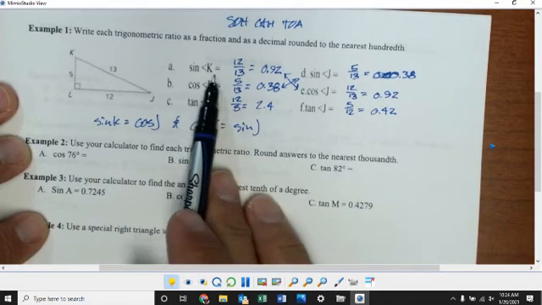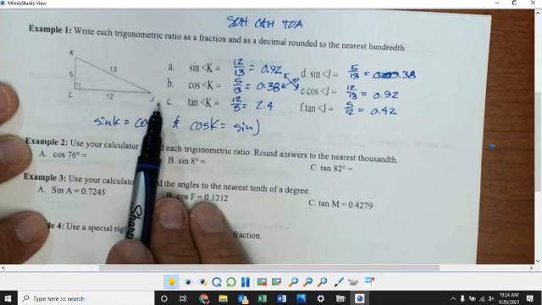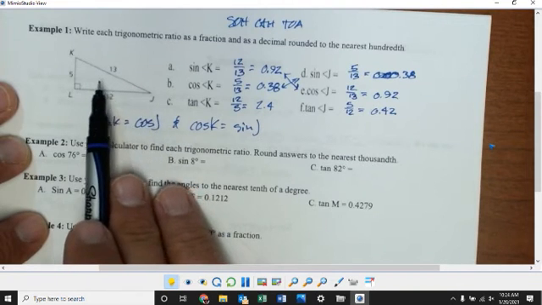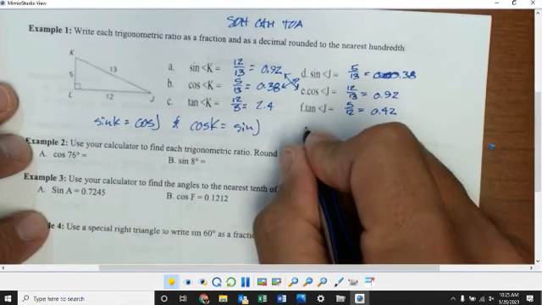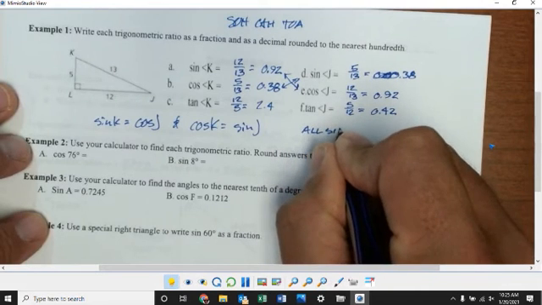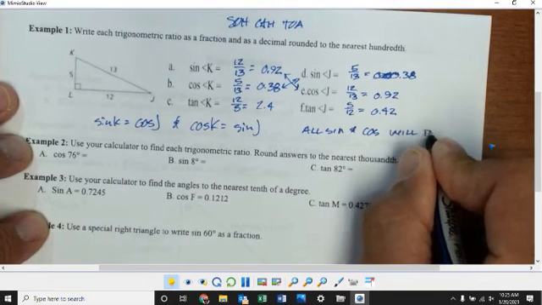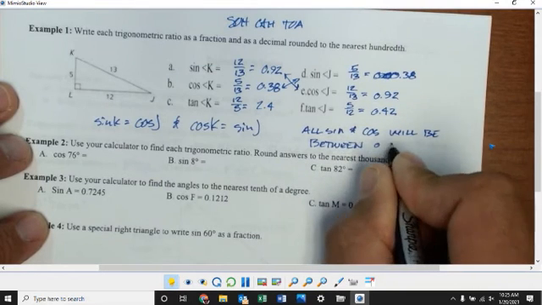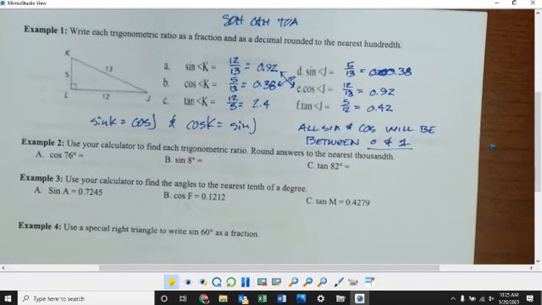Because sine of K is opposite over hypotenuse. 12 is opposite to K, but cosine of J is adjacent over hypotenuse, and 12 is adjacent to J. So it's opposite to K, but it's adjacent to J. Those represent the same thing. Also, all sine and cosine values will be between 0 and 1. All right? So all values that you get will be between 0 and 1.